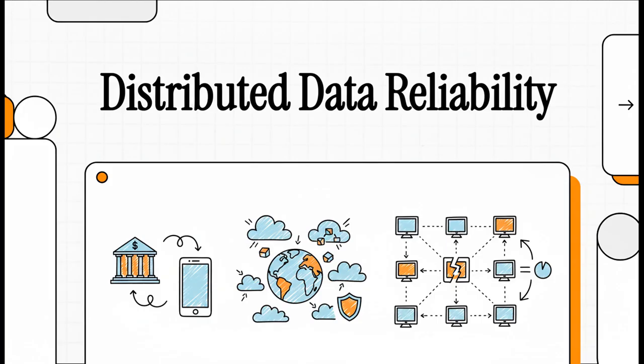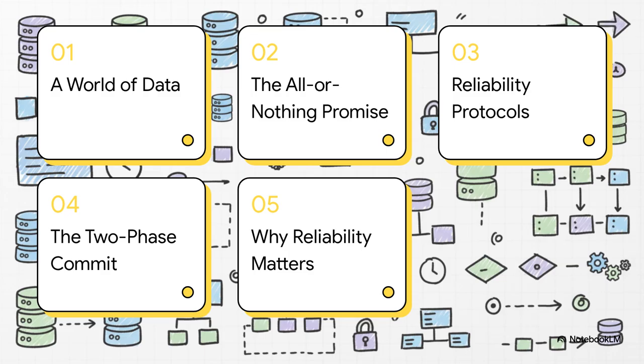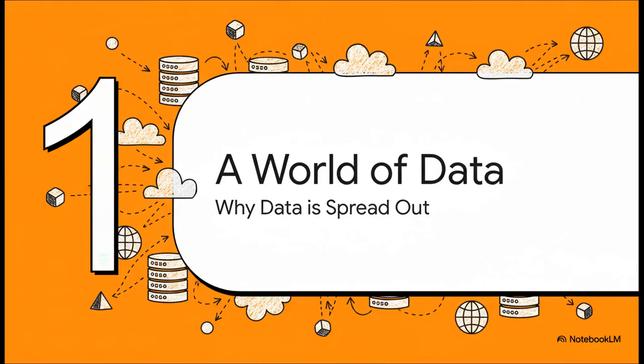Today, we're going to pull back the curtain on the super clever rules that keep our digital world running. So here's the plan. We'll start with why our data is so spread out to begin with. Then, we'll get into the critical all-or-nothing promise these systems have to make. After that, we'll dive into the protocols that make it all happen, focusing on a classic called the two-phase commit. And finally, we'll connect it all back to why this stuff really matters to you.